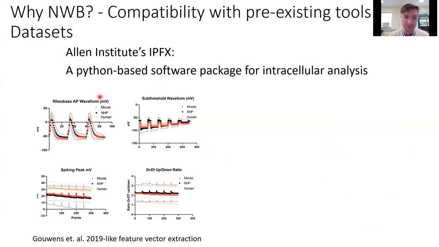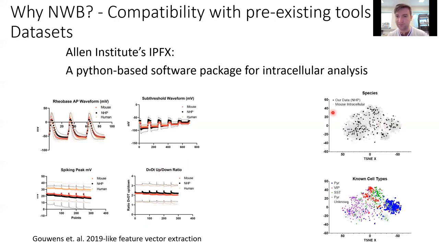Here, you're viewing the mouse feature vectors as well as our NHP feature vectors in black as extracted by the IPFX package. From this, I was able to co-cluster our NHP data with the mouse intracellular data as gathered and presented by the Gouwens et al. 2019 paper, and you can see our NHP data interlaced with the mouse intracellular data.